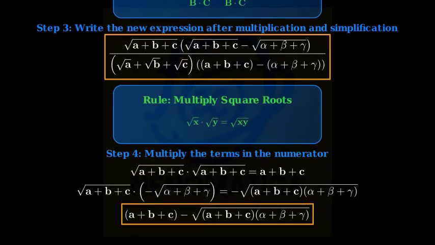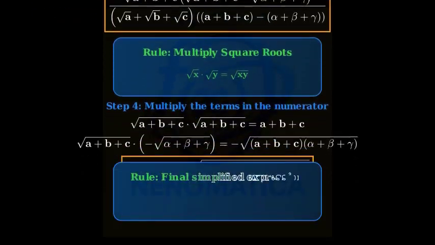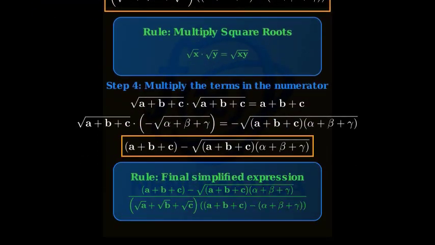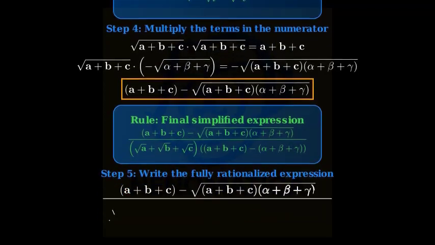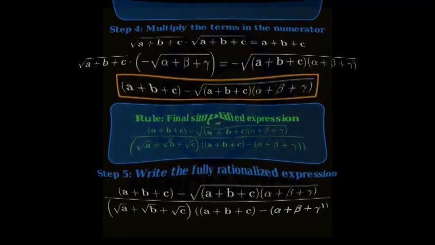Rule box. Final simplified expression. We place the simplified numerator over the simplified denominator. This is the fully rationalized form, with all math bold and the structure preserved.